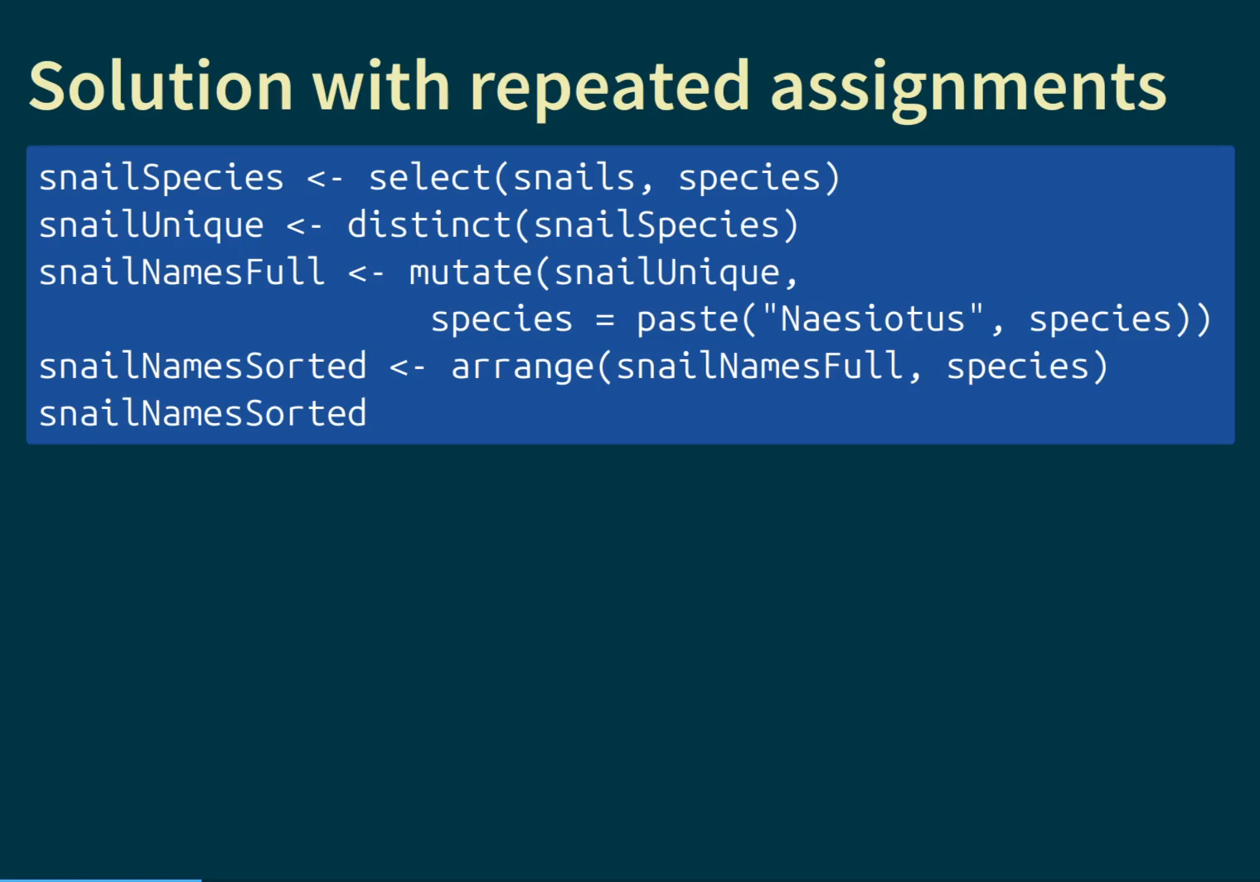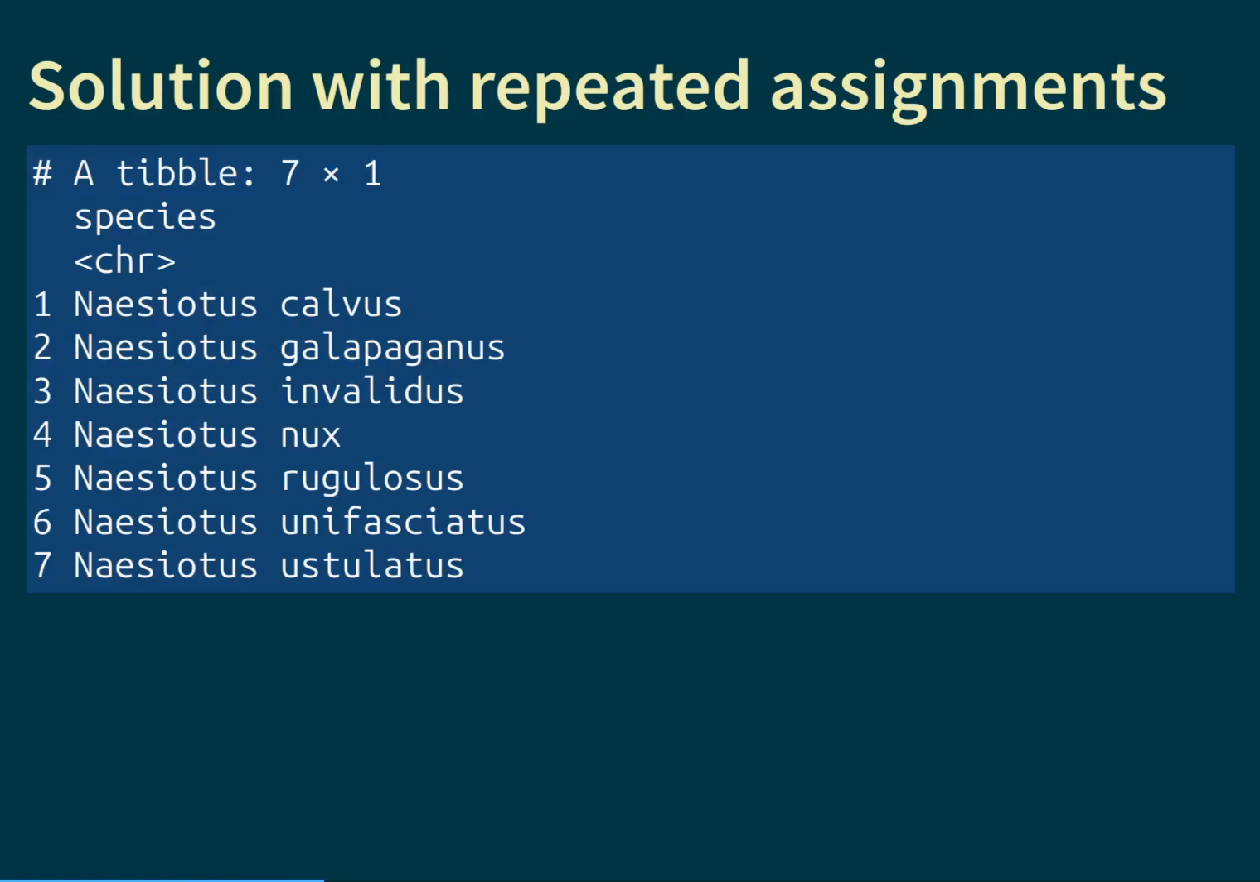And if we want to print what snail names sorted looks like, here is the result, and it is exactly what we wanted. This table has a single column and 7 rows. Each row corresponds to a single species. Each of the species names is prepended by the genus name, Nasiotus, and the rows are in alphabetical order, beginning with Calvus, ending with Ustulatus.